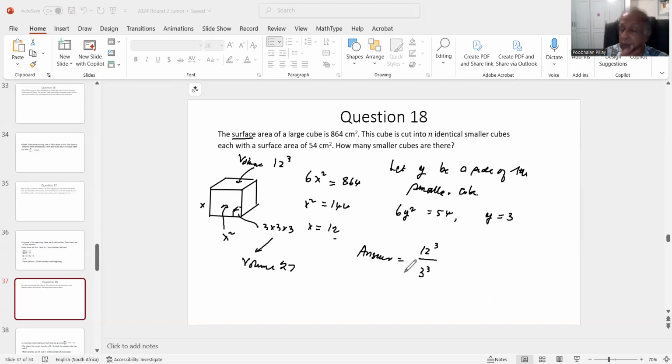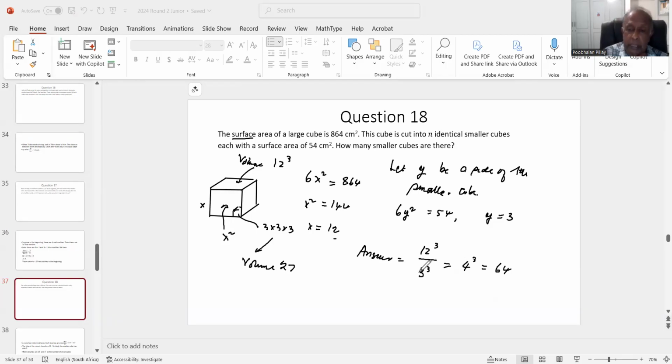Let's leave the 27 as 3 cubed. So the number of 27s in this large cube is, you can do long division, multiply 12 by 12 by 12, we get 1,728, and divide by 27, and after ages, you'll eventually get to the answer. But if you use fractions, this is just 12 over 3, all cubed, and 4 times 4 times 4.